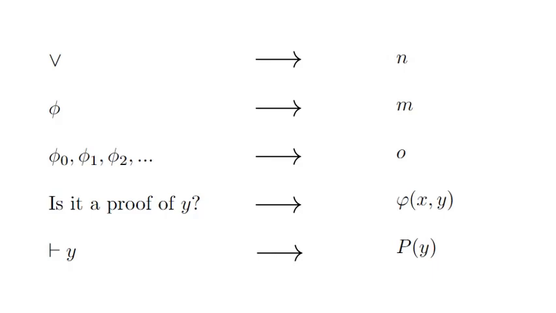Then he used those functions to define some relations between natural numbers that correspond to the relations between statements about natural numbers. For example, there was a property of natural numbers that corresponds exactly to the property of being a well-formed formula. Or there's a relation between two natural numbers that corresponds exactly to the relation between a sequence of formulas and a formula of one being the proof of the other.